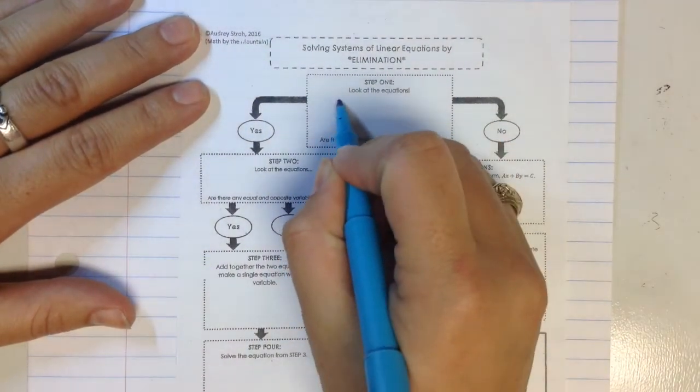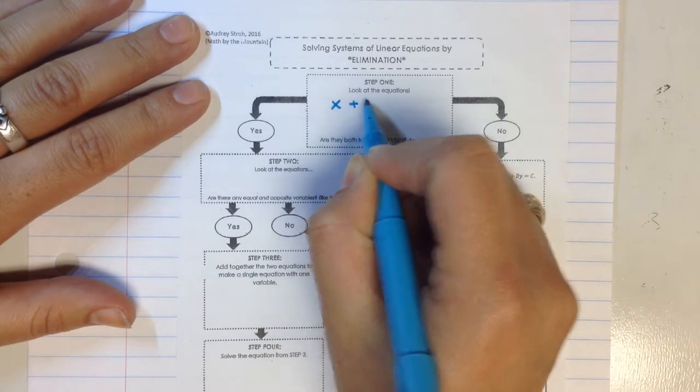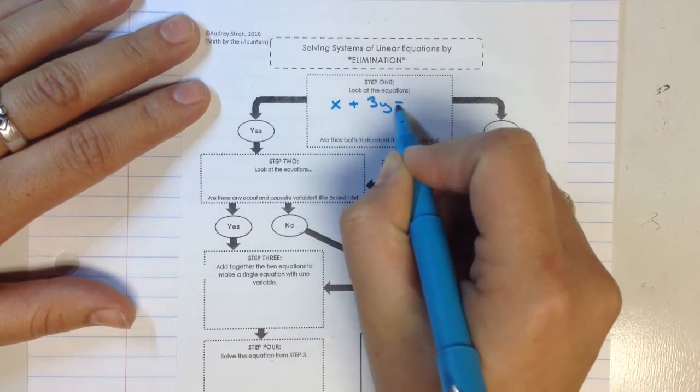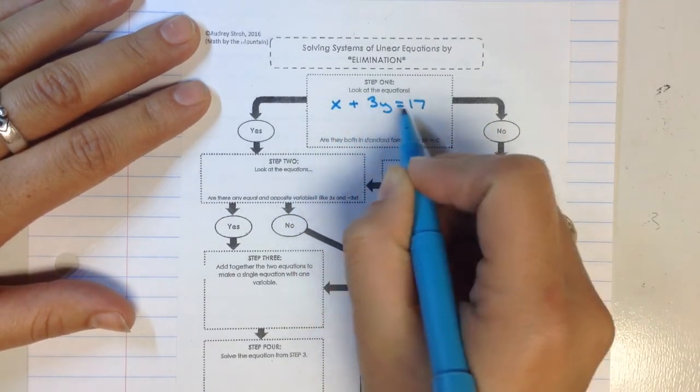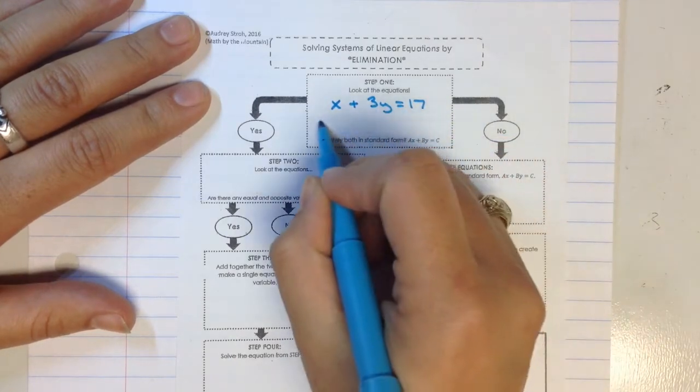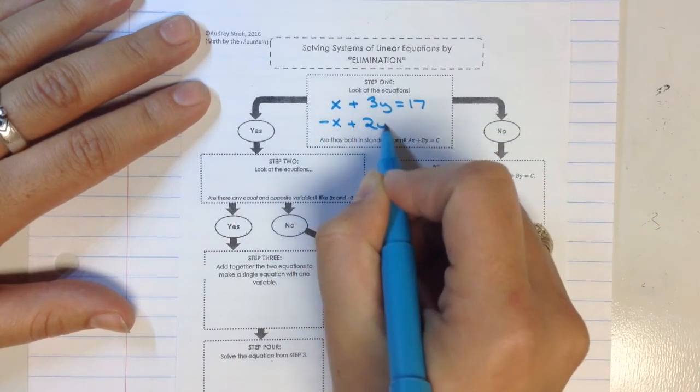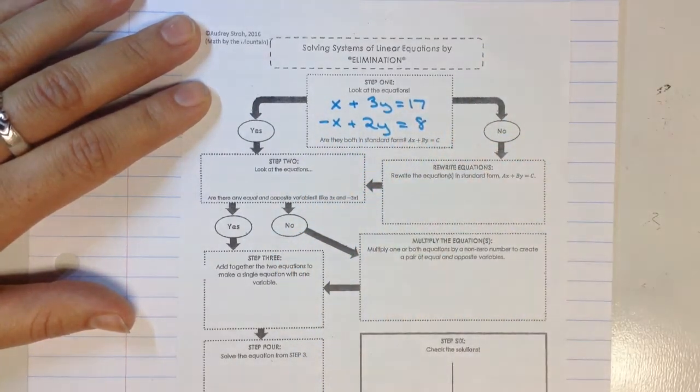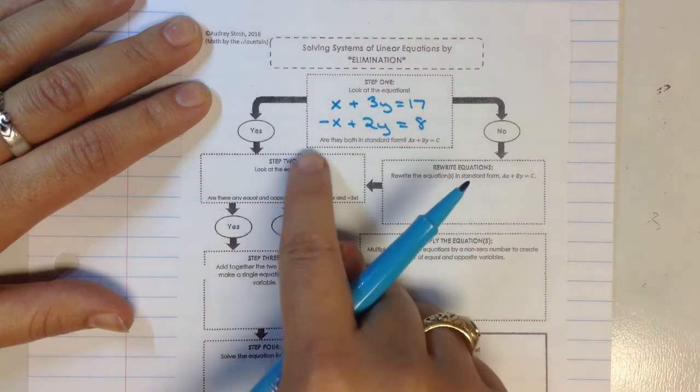So let's say perhaps we have the system x plus 3y equals 17. This is written in standard form. And negative x plus 2y equal to 8. This is also written in standard form. When both equations are written in standard form, you're going to want to use elimination.